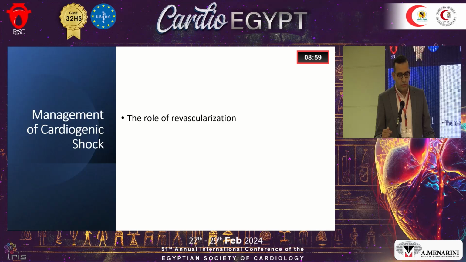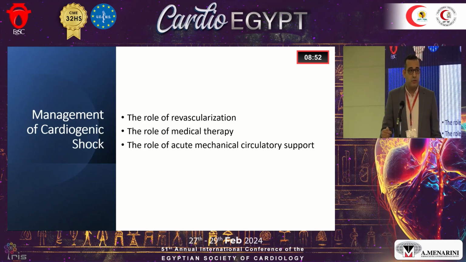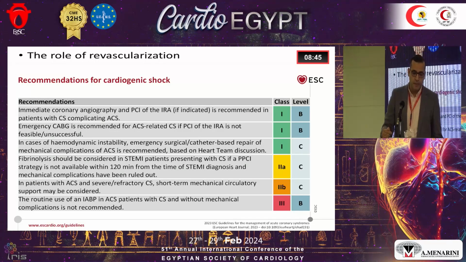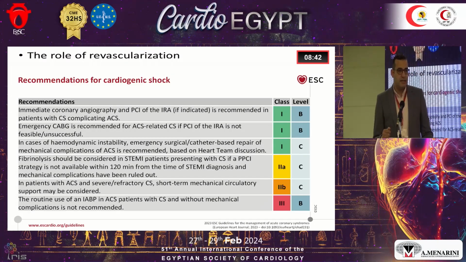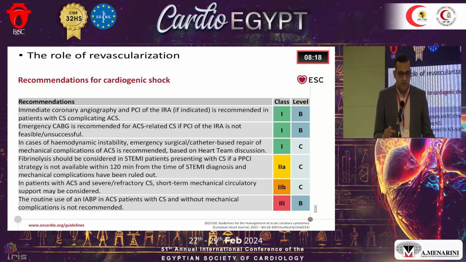In management of cardiac shock, we should emphasize the role of revascularization, the role of medical therapy, the role of acute mechanical circulatory support, and the role of the multidisciplinary shock team. Regarding revascularization, as I said, it is one of the most important weapons that improve mortality in cardiac shock, of course in patients with acute MI cardiac shock. Every patient with acute MI complicated with cardiac shock must be revascularized, either by PCI or CABG, according to the situation. Also, in the setting of hemodynamic instability due to mechanical complication, emergency surgical or catheter-based repair of the mechanical complication is recommended based on heart team discussion.